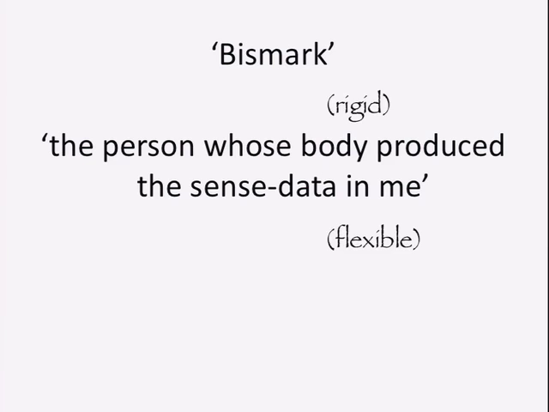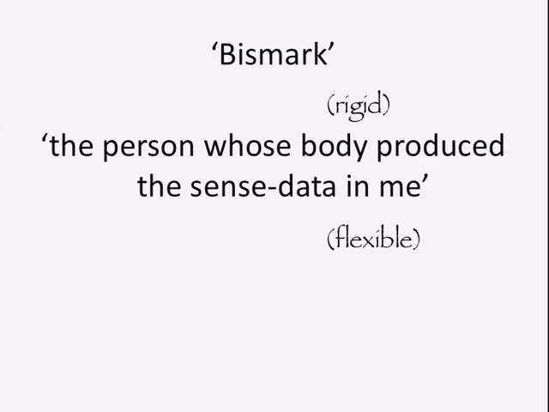You see the logic that gets Russell to this point, because he thinks you're really only acquainted with your sense data. Therefore, Bismarck must be equivalent to a description. But it can't be, Kripke's point is. This is really a logically proper name. The things that look like proper names are really proper names. They're never equivalent to descriptions. Okay, that's Kripke versus Russell.